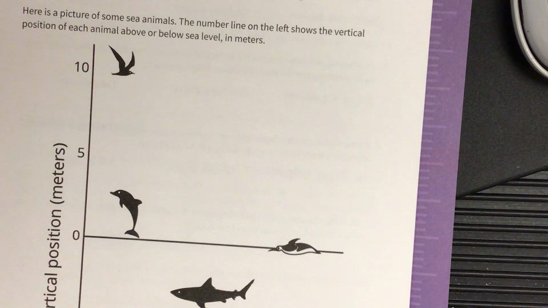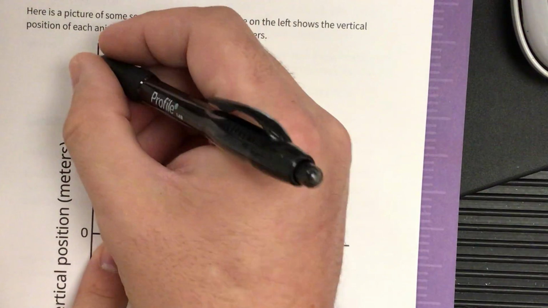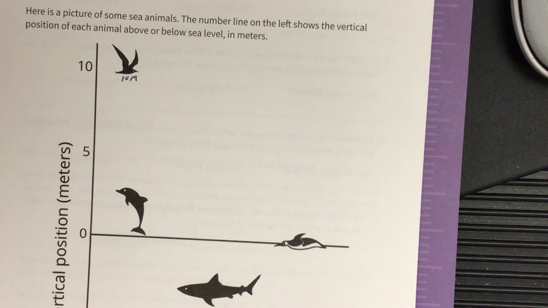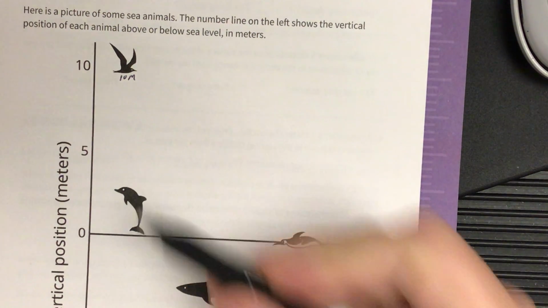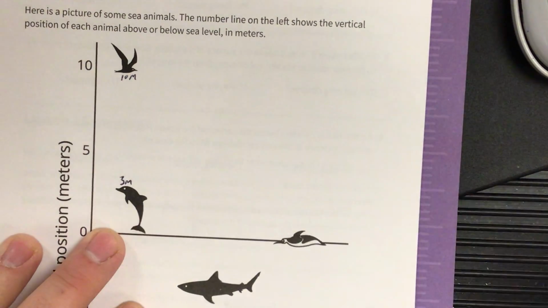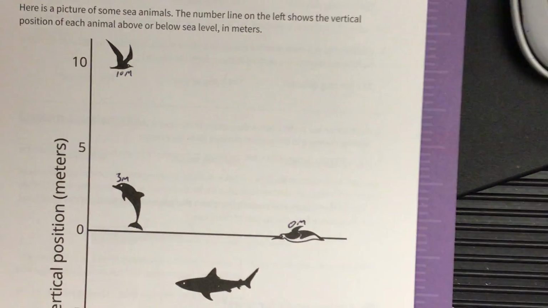So let's start with the seagull. How far do you think the seagull is from sea level? Okay, so I'm just going to make a little note by the seagull then that he's 10 meters. Dolphin, again, you're looking at his eye. 3 meters. Penguin, he's at sea level, so 0 meters for him.